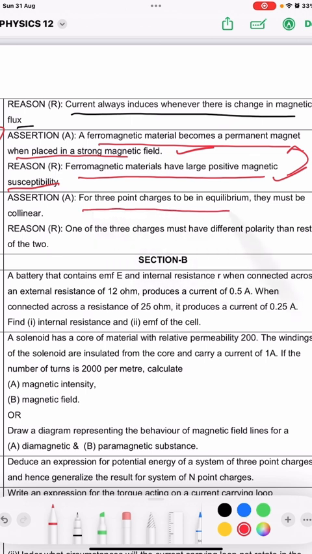For 3-point charges to be in equilibrium, they must be collinear. Yes. And one of these charges must have different polarity. Yes, that is also true. But this is not the correct explanation for them to be in equilibrium. So we can understand it this way.